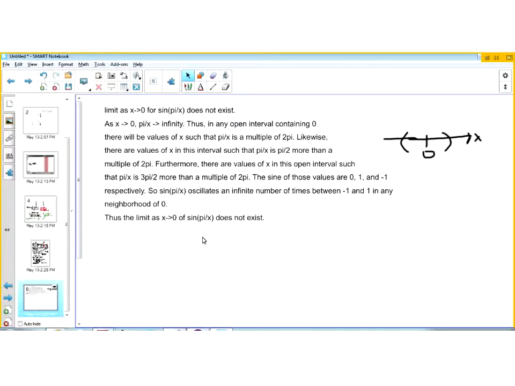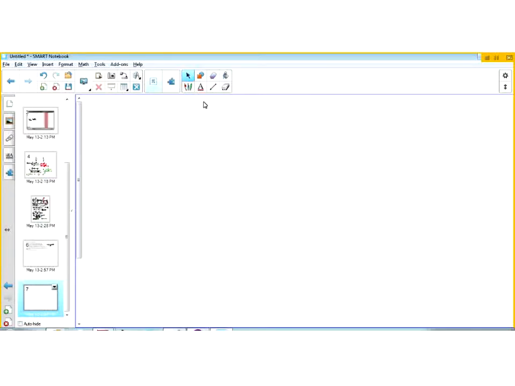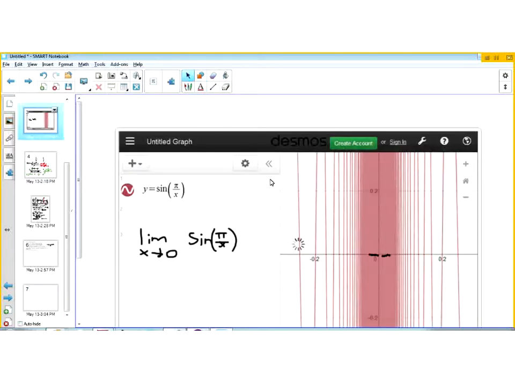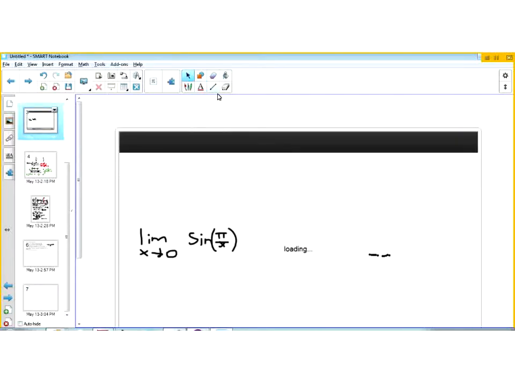So, other types of limits. The next type of limit we're going to be talking about are one-sided limits. So what are one-sided limits? Let me go back to my graphing calculator. Let me get rid of this. Let me erase this structure.